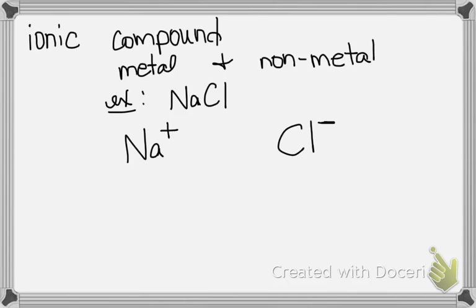We just looked at it when we were doing Lewis dot symbols. How does sodium get a +1 charge? It has to lose an electron. How does chlorine get a -1 charge? It gains an electron. Sodium loses an electron. Where does it go? It goes to chlorine.